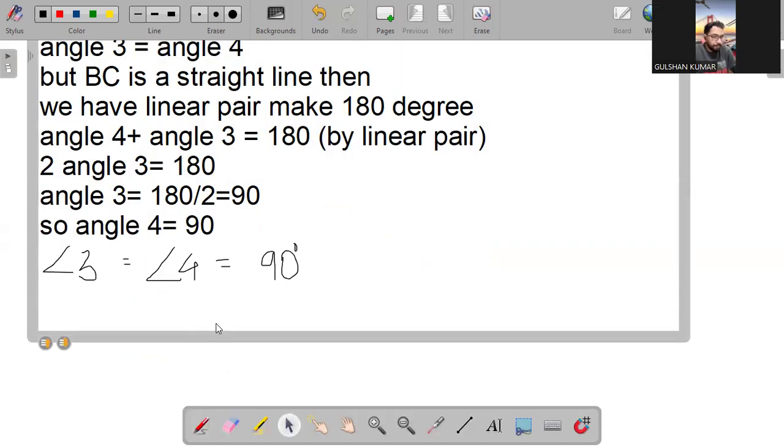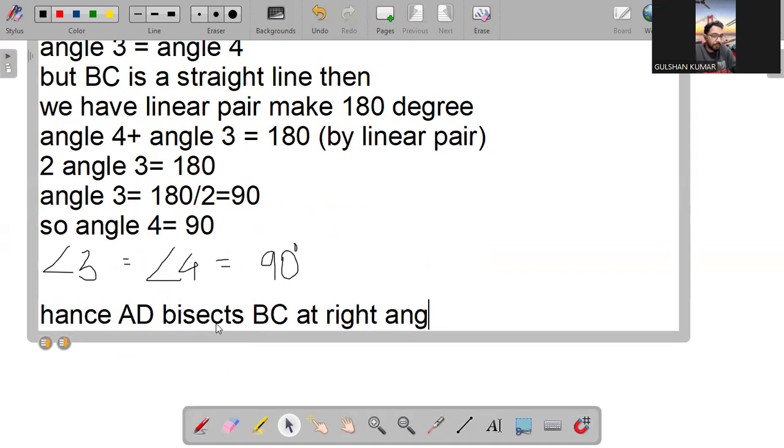So hence AD bisects BC at a right angle. Hence it is clear that, okay, now the question is solved.